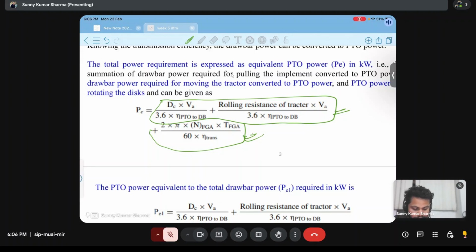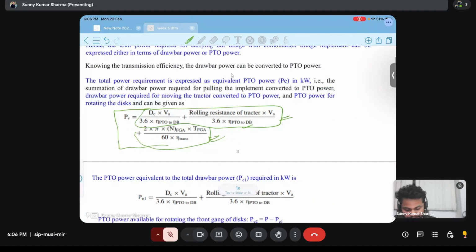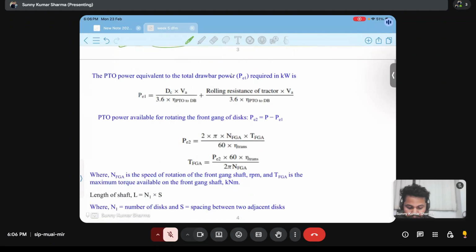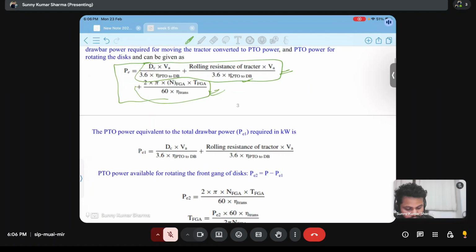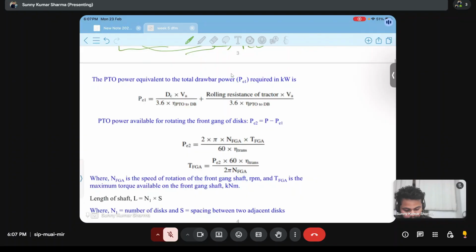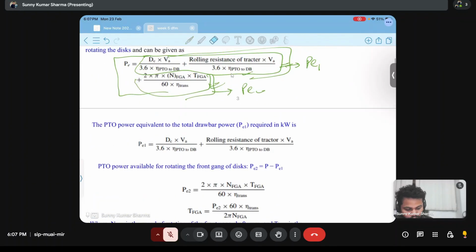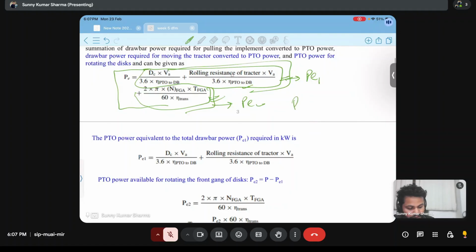So this PTO power and this drawbar power both can be combined and expressed as an equivalent PTO power. So available PTO power equivalent to the drawbar power is denoted by PE1. This term can be denoted as PE1, and this term can be denoted as PE2. So the whole power, that is total PE power, can be denoted as sum of PE1 plus PE2.